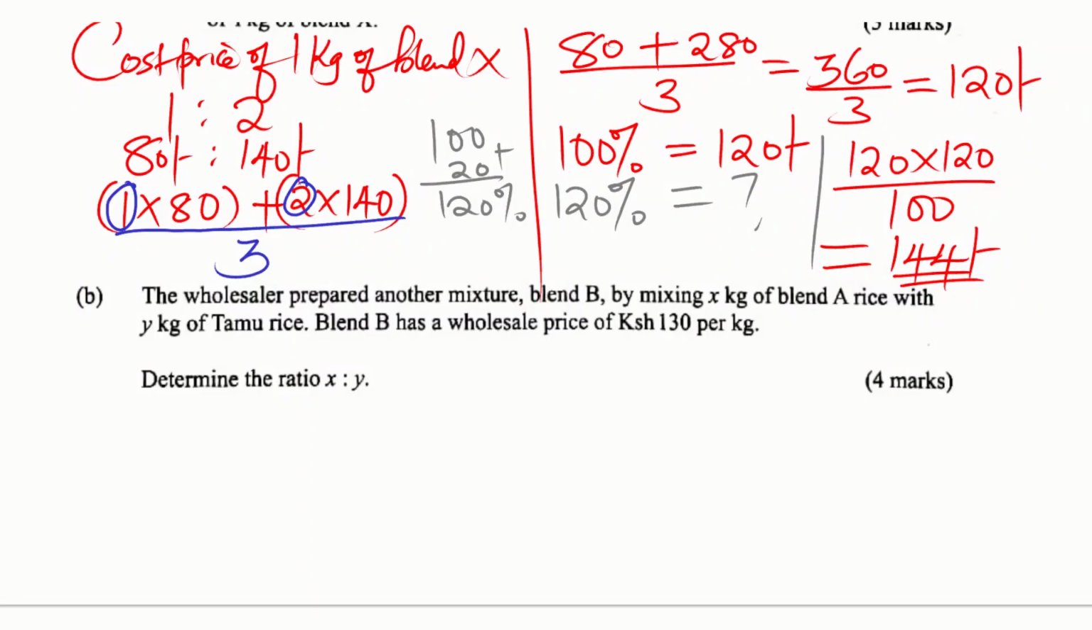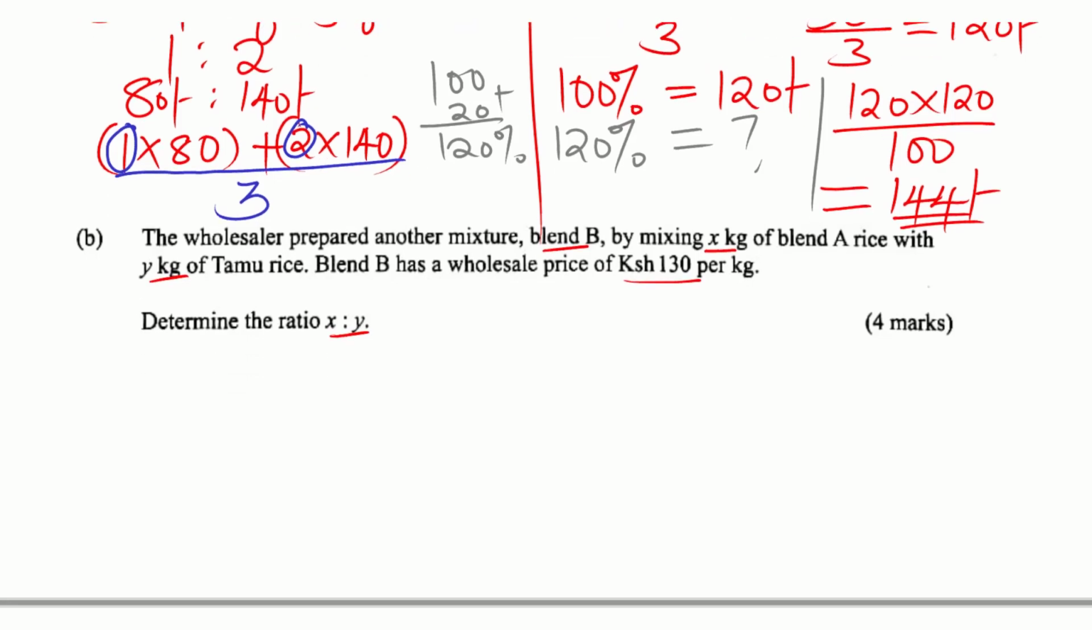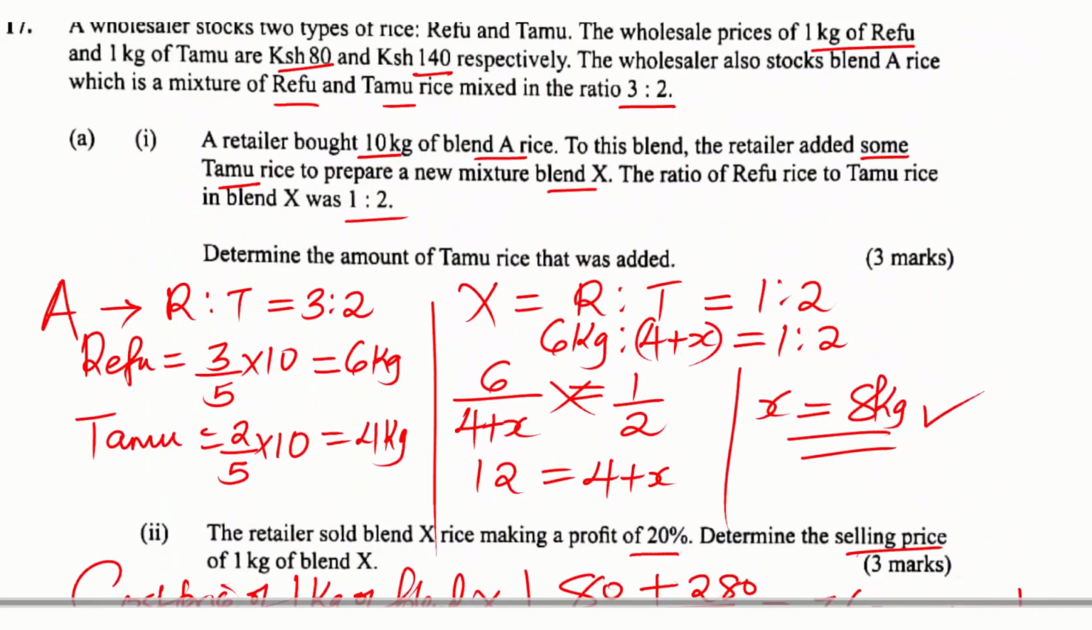So part B, the wholesaler prepared another mixture, that is blend B, by mixing X kg of blend A with Y kg of tamu rice. Blend B has a wholesale price of 130 shillings per kg. Determine the ratio X is to Y. To solve this question, we're going to use the ratio, because this blend B is being mixed by taking X kg of blend A rice with Y kg of tamu rice. So we need to go to the first part and get the ratio.